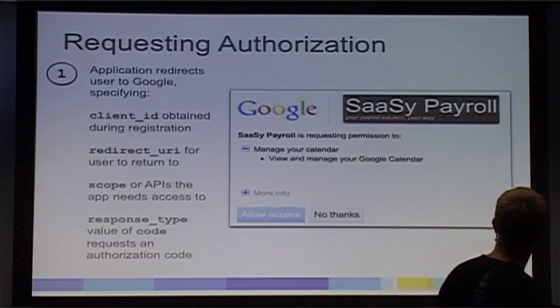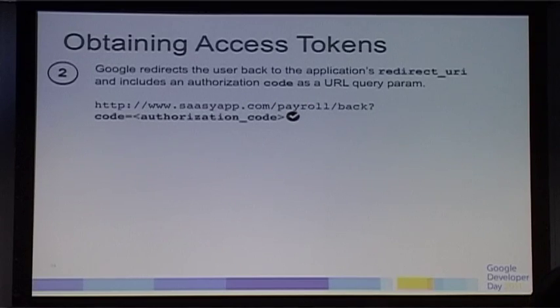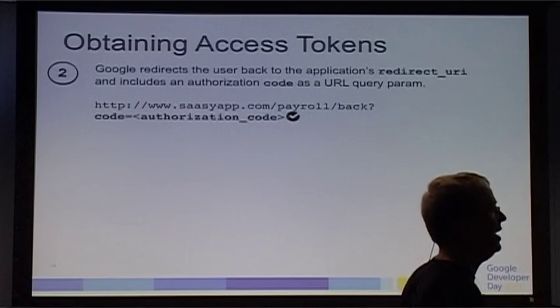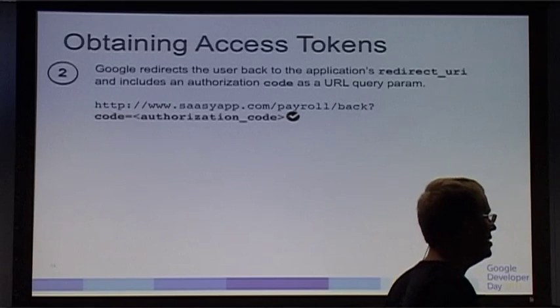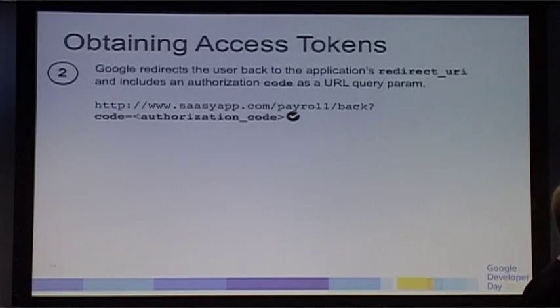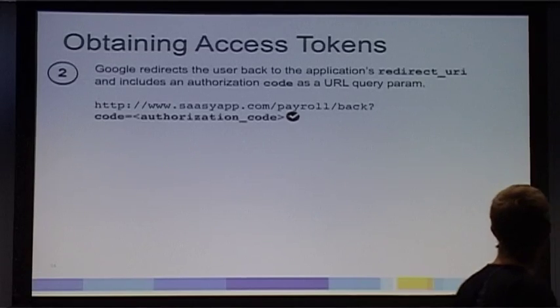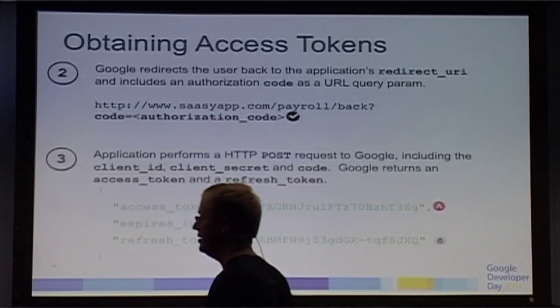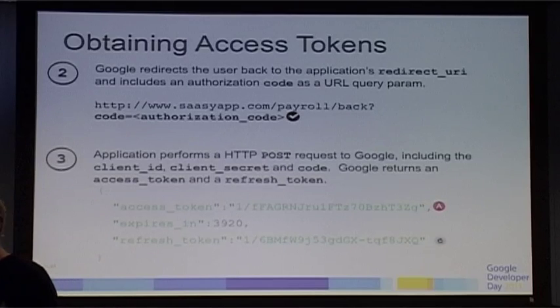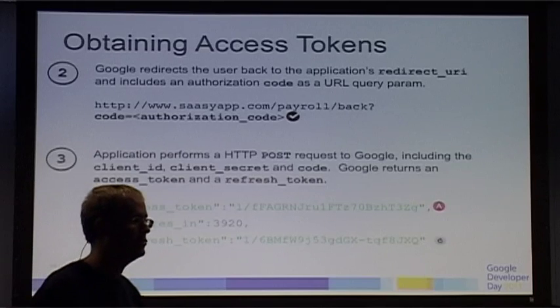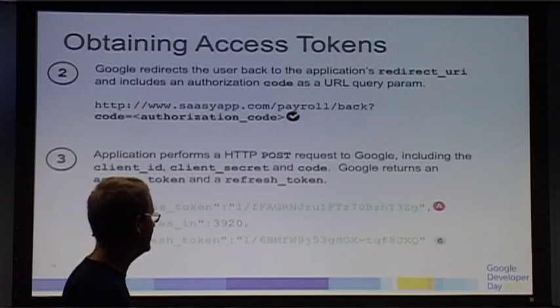So the user hits allow access. And again, the user is redirected back to your application. But in this case, they're redirected back with a query parameter instead of a hash fragment. And the query parameter is this authorization code. The authorization code then needs to be exchanged for an access token. So again, you exchange it in a server-to-server flow for this access token. You pass in the authorization code, your client ID, your client secret, which you've kept securely on your server, and you get back this access token.